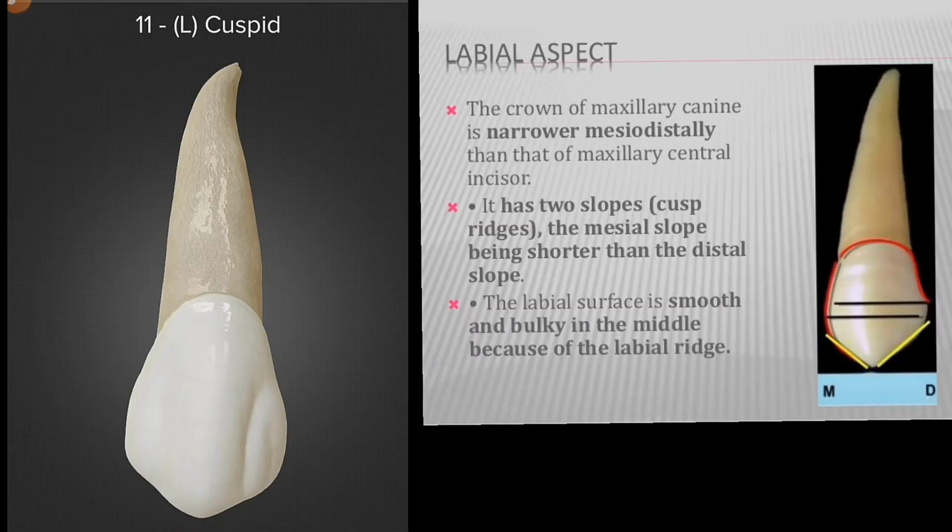Now let's start with the facial aspect or labial aspect. So this is the facial or labial aspect, and the crown is pyramidal in shape. If we draw the outline of the crown, it resembles the pyramid shape.